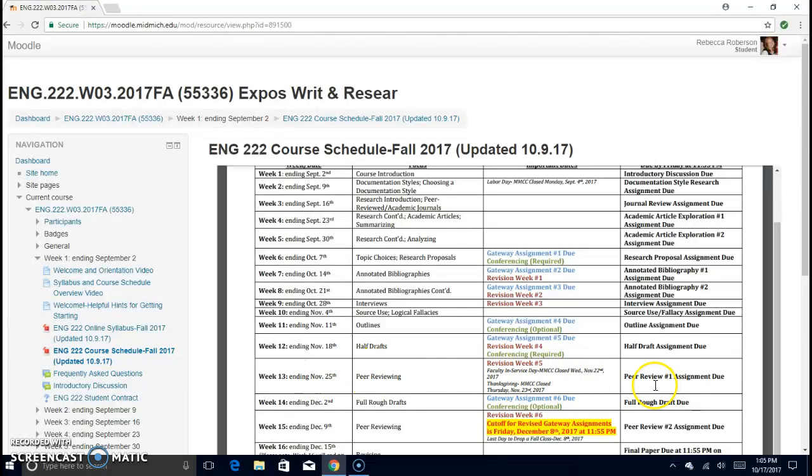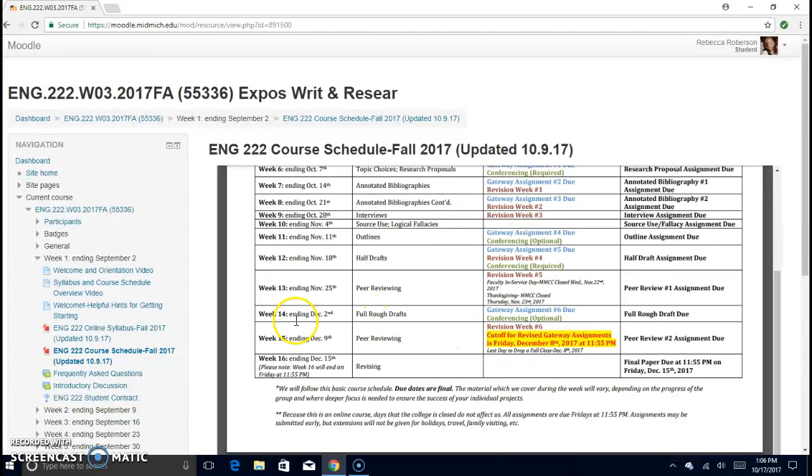But do keep in mind the peer review number 1 assignment is still due Friday, even though technically the school is closed because we're on a holiday break. We, as an online class, don't really observe the holidays because it doesn't affect us, okay? So keep that in mind. And then also just keep in mind that we are really moving forward here. We are already outlining, and we move very, very quickly into half drafts, full drafts, and then submitting our final paper. Last but not least, keep in mind that the cutoff date for revised gateway assignments is Friday, December 8th at 11:55 p.m. Anything that's not in at that point is just not going to be accepted. So make sure that you are staying on top of things and getting that done.